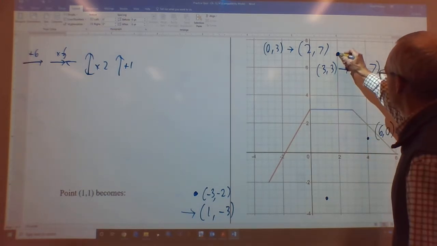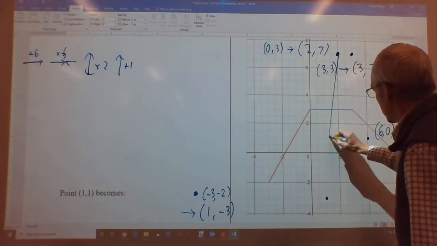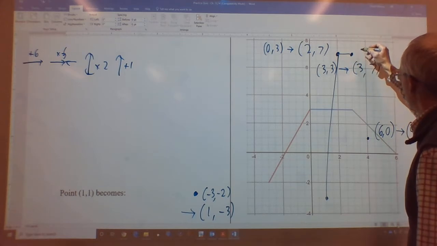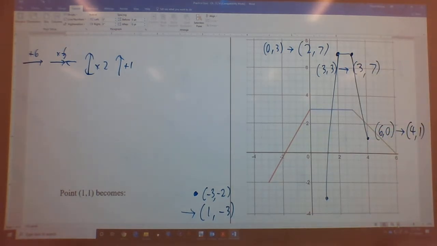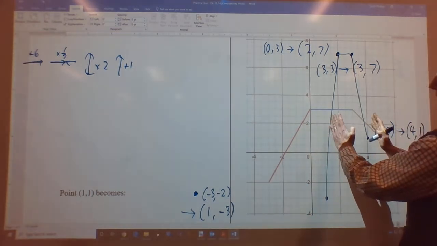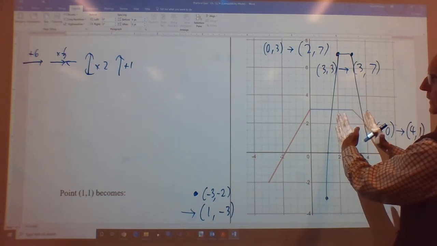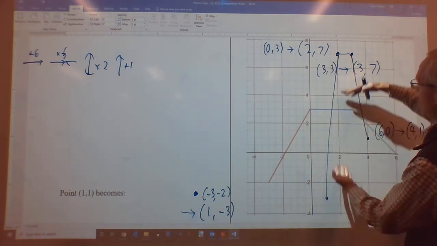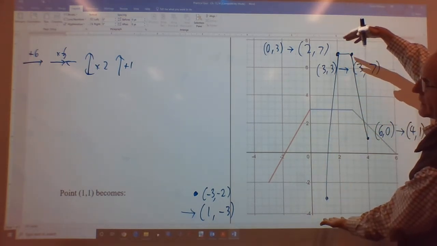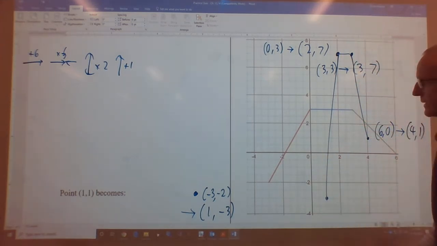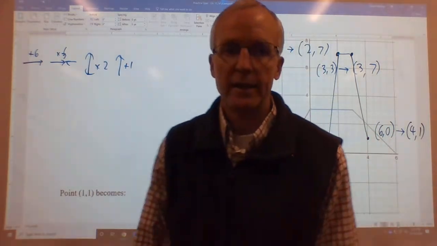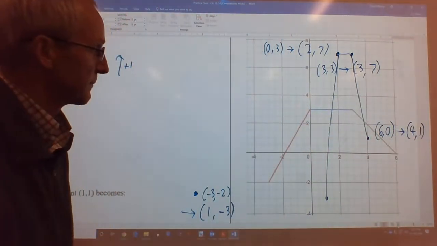So our new thing looks like this. We could connect those lines. We go like that. And then we connect those lines. Which kind of makes sense, right? We shifted it over. And then we made it skinnier by 3. And then we stretched it out. So we stretched it out by 2. And then we added 1. And we shifted it up 1. So, kind of makes sense, right? Kind of about what we'd think it would look like.